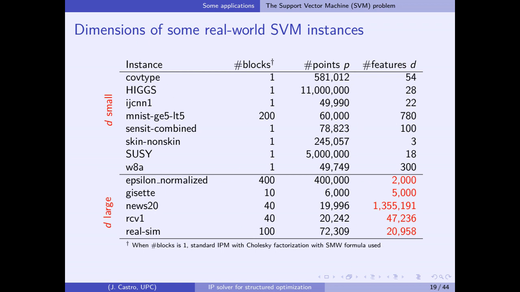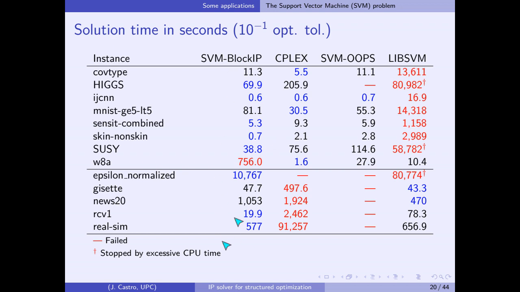Let me show you some results solving these instances with this algorithm, and with a specialized interior point algorithm, SVM-OPS, developed at the University of Edinburgh for support vector machines, but it's only a good algorithm when the number of features is small, and with LibSVM, which is one of the best codes developed in the machine learning community for the solution of support vector machines. In blue, you have the best execution, and in red, the worst execution. You can see that in the first instance, when the number of features is small, LibSVM has a lot of trouble computing a solution. And in this instance, interior point methods are much more efficient in general.